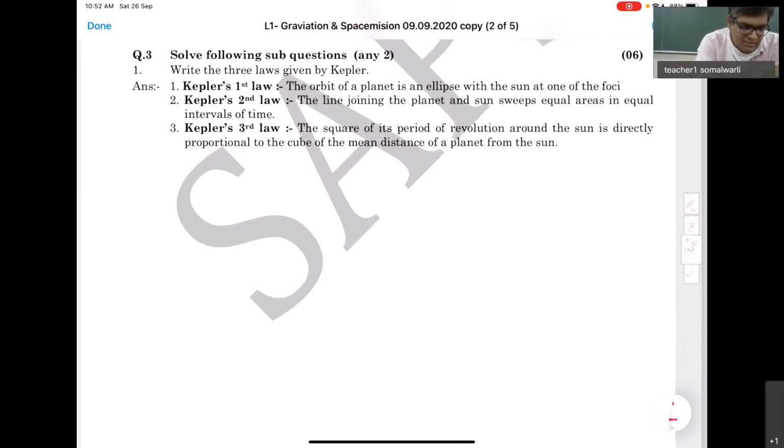Now this is question number 3, that is the last question. Solve the following sub questions, any two of these. The first sub question is: write the 3 Kepler's laws.